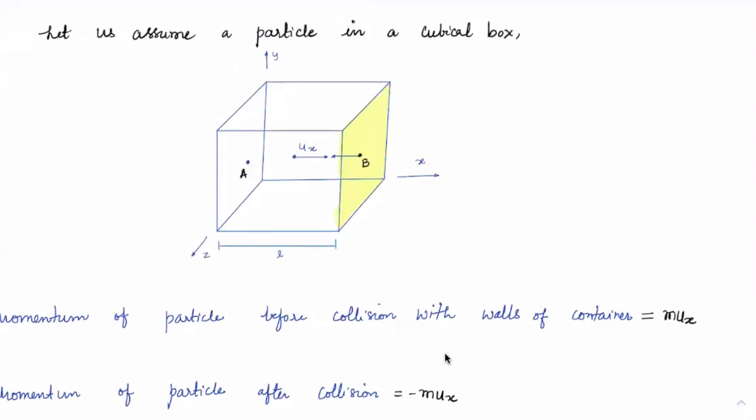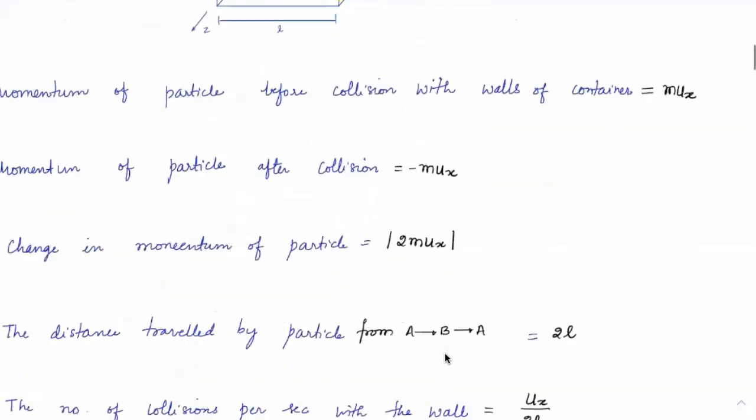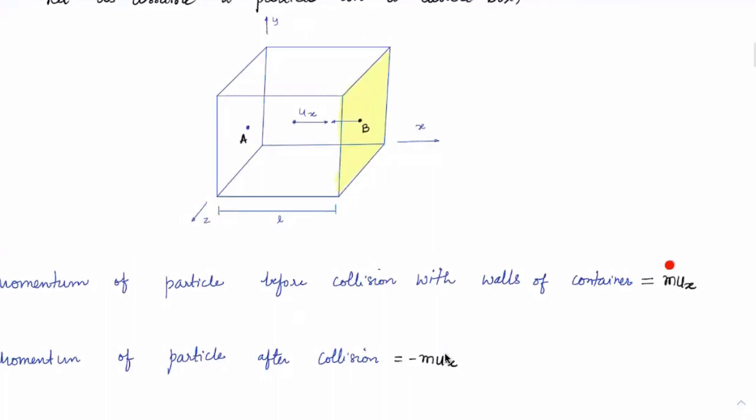Consider a particle present at one corner or on one face of a cube. From here, it moves towards B and comes back. So this is one particular collision in X direction which it is making with the walls of the container. Considering this simple fundamental, we should be able to find the pressure applied by that particle on this face B.